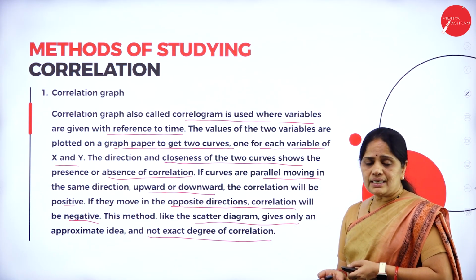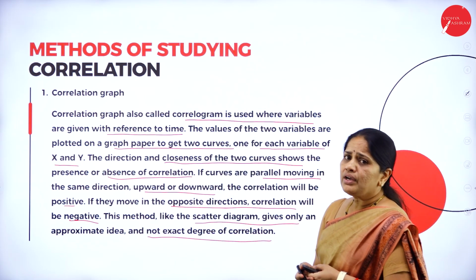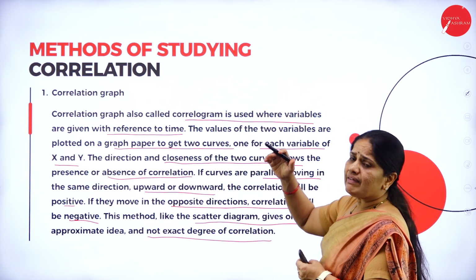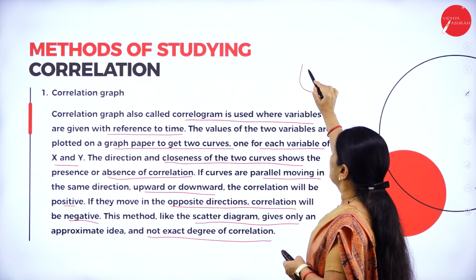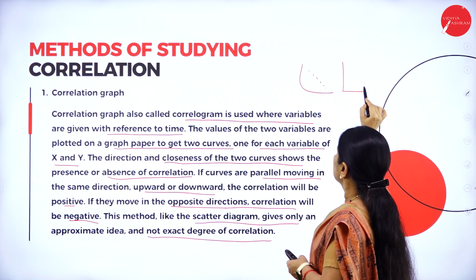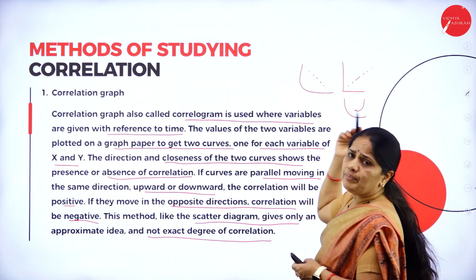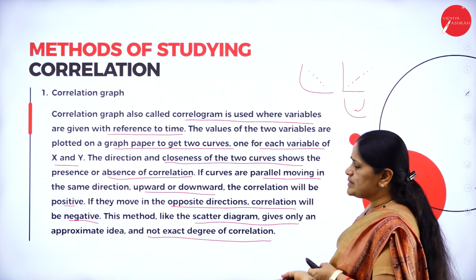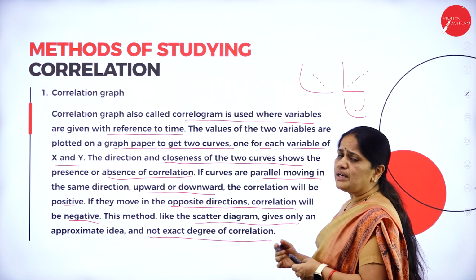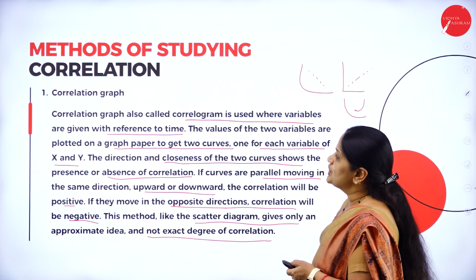This method gives only an approximate idea and not the exact degree of correlation. When you plot the values in a correlation graph, you can just observe how the values are. Either it may be like this or it may be in the form of a curve. We can observe the values there, but we cannot measure the degree of correlation.